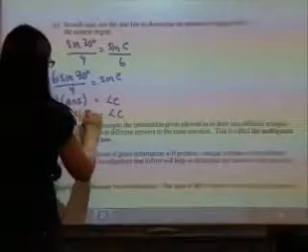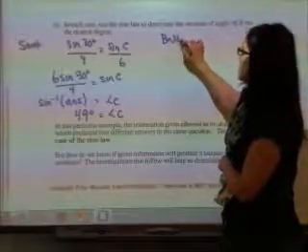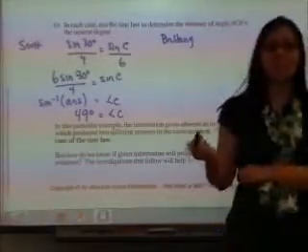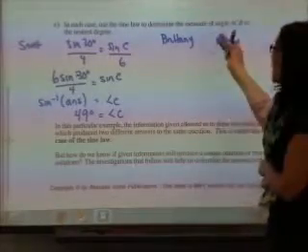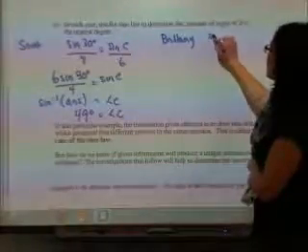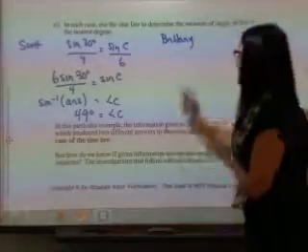So what do you get? 49 degrees. So then if I was to go to Brittany's triangle, if I use the sine law, I will get the exact same thing. I will get that angle C equals 49 degrees.